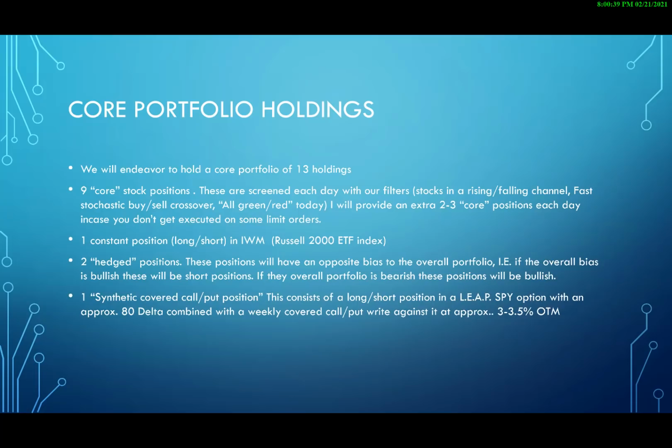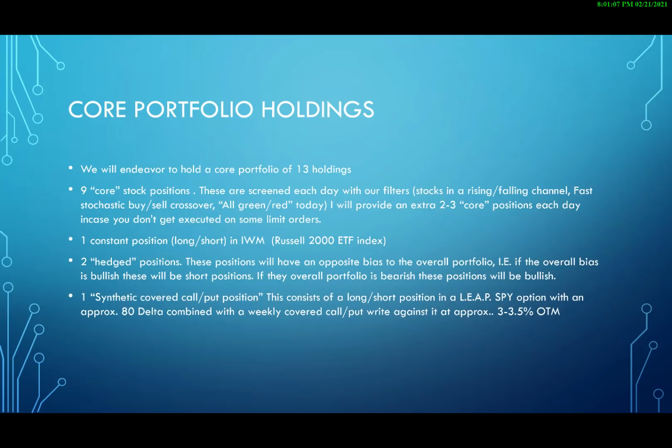Okay. And then in addition to that, as we do those searches, I will usually provide an extra 2 or 3 core positions each day, just in case you don't get executed on some of your limit orders. So again, we want to have 9 core stock positions, but I will usually offer up 11 or 12 positions for you, just in case you don't get a fill on one particular order.